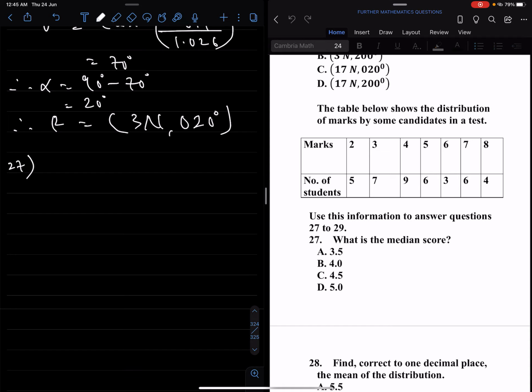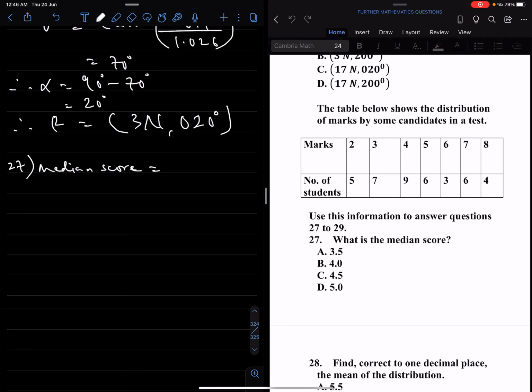27 says, what is the median score? The median score is the score that's in the middle. So let's check that. 2, 3, 4, 5, 6, 7, 8. The scores are already arranged in ascending order.